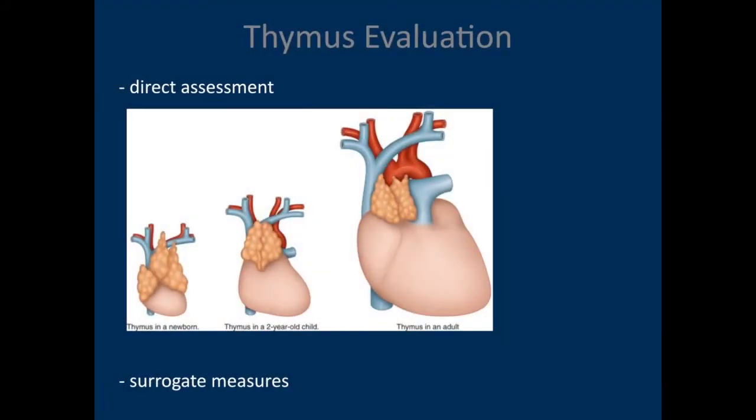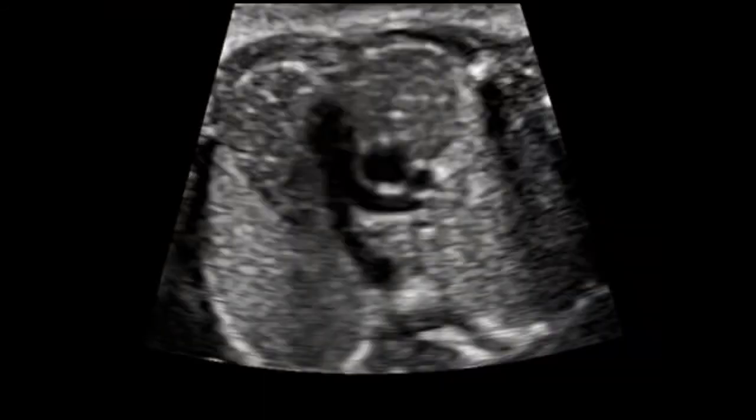Now, thymus evaluation can be direct, meaning you're looking at the thymus and mentally assessing that it's present. And that's easier to do in the 3rd trimester because it's much more prominent. In the 2nd trimester, it's not really as well defined from the surrounding tissue and can be tricky to look at. So in that case, we're going to be looking for surrogate measures.